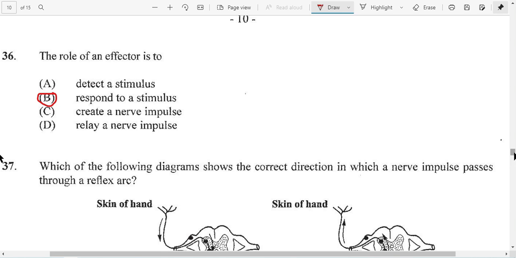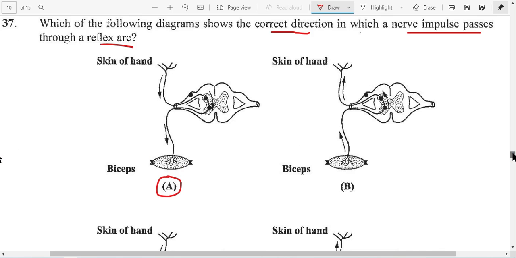So moving on to question 37. Which of the following diagrams shows the correct direction in which a nerve impulse passes through the reflex arc? We're looking at the correct direction of nerve impulses, pretty much at the reflex arc. You can go to my video on coordination and you will see this being outlined. The reflex arc is going to be your answer here for 37, the most suitable answer. All the others are way out. They are wrong, wrong, wrong, couldn't be.